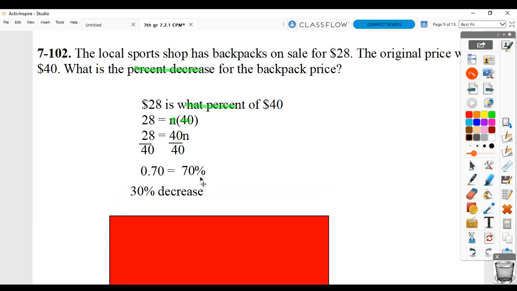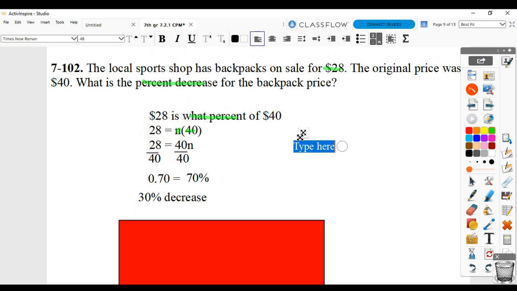Now, if it's 70% of the original price, that means it's a 30% decrease. All right, now that can be a little confusing to people, so I want to be clear. The sales price is 28, so 28 is 70% of the price, which means it went down by 30%. The other way you could have done it is you could have subtracted the 40 minus the 28.